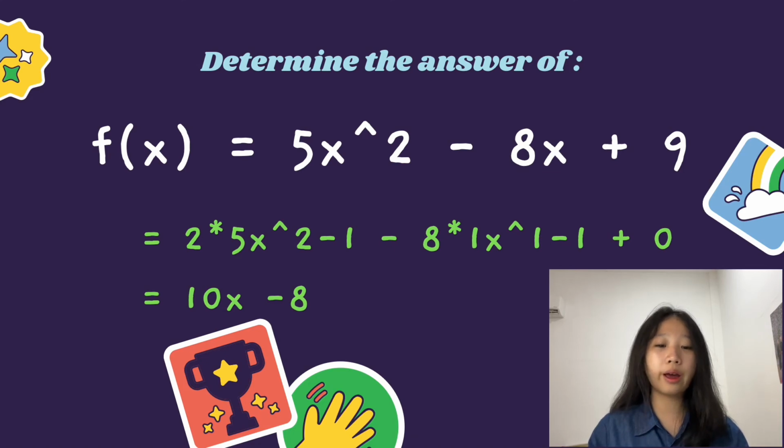the power is going to be 1 minus 1, which equals 0. So we're not going to write the x later because the x is gone, and plus 0 because the derivative of 9 is 0. And so the result for f'(x) of this equation is 10x minus 8.